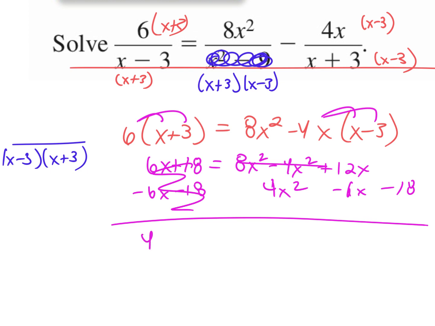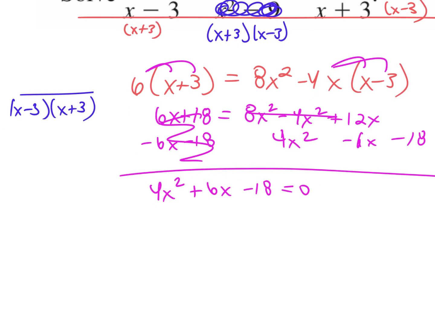So I'm left with 4x squared plus 6x minus 18 equals 0. If we factor this, what could I take out of all three of these? 2. So 2x squared plus 3x minus what? 9.